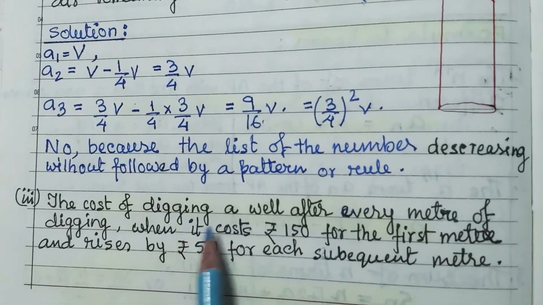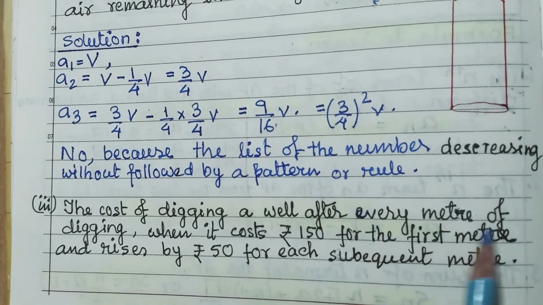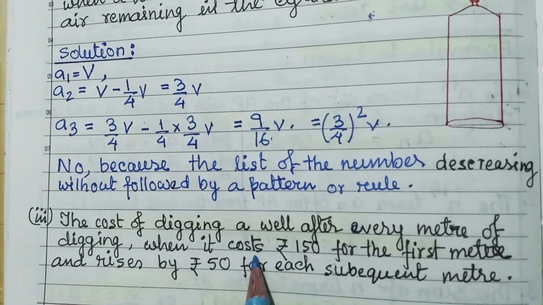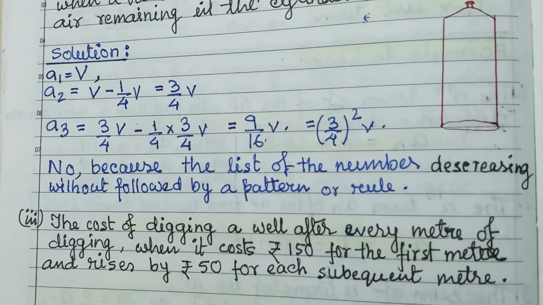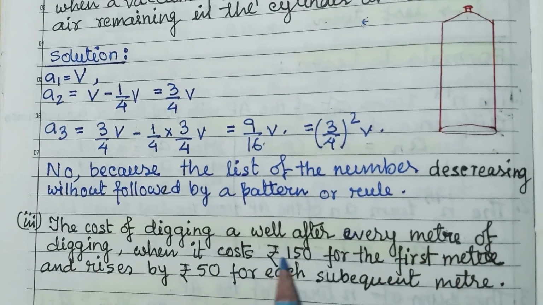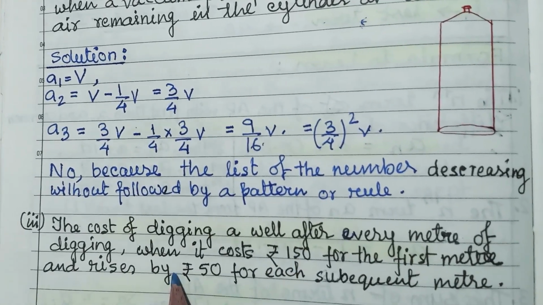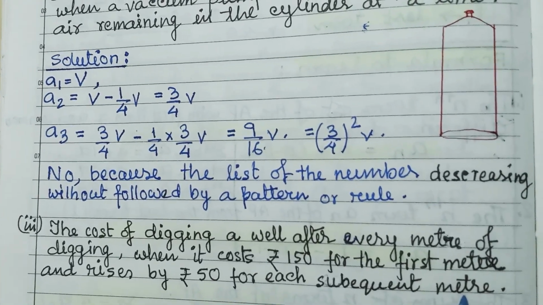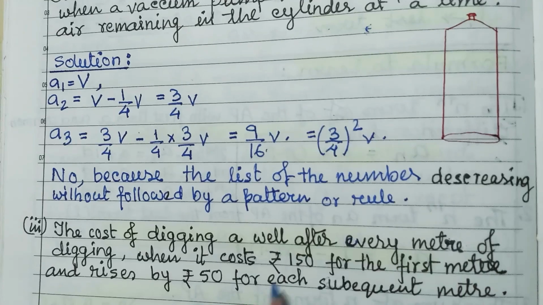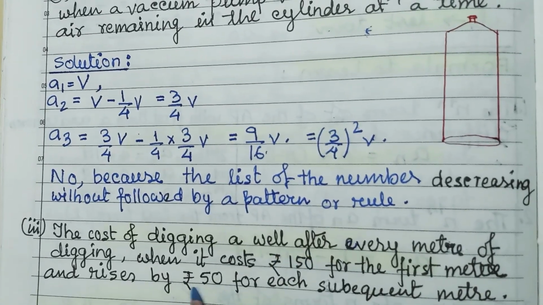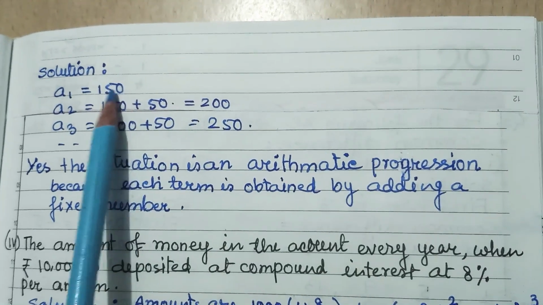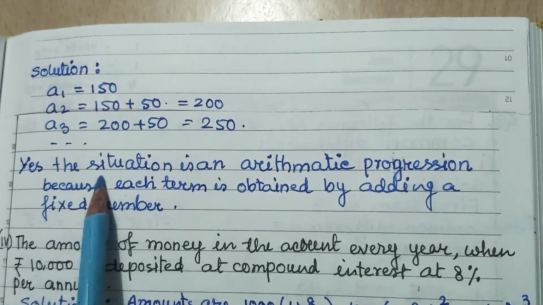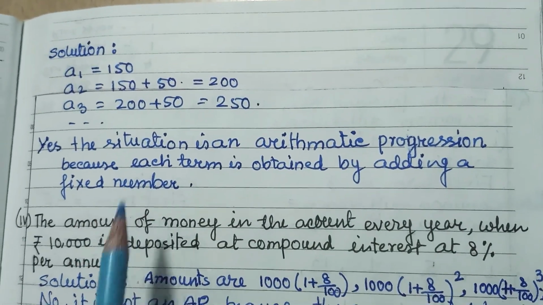Next is the cost of digging a well after every meter of digging, when it costs rupees 150 for the first meter and rises by rupees 50 for each subsequent meter. It is an AP, because the first term is given and the common difference is given. So a1 is 150, a2 is 200, a3 is 250. The difference is 50, 50. So this situation is possible and it is an AP.